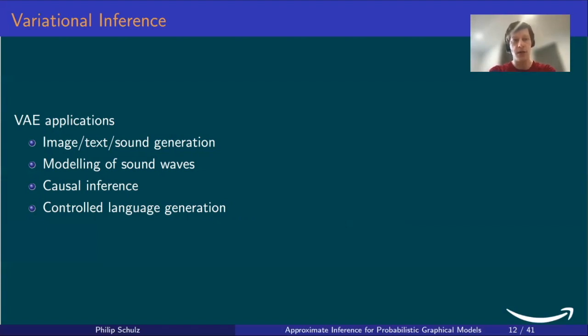VAEs have also been used in causal inference, where basically the task is to find the effect of an intervention. So for example, in drug trials, what is the effect of administering this drug versus not administering this drug? And then again, controlled language generation would be things like politeness, potentially also machine translation, where you're trying to translate from one language into the other, right?